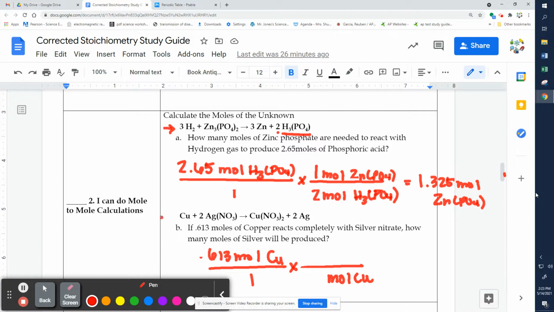In front of my copper in my balanced equation, there is no number, so I know it's a 1. We are going to how many moles of silver? So that is a 2, because the coefficient in front of our silver is a 2. 2 moles of Ag. So we're going to take 0.613 and multiply it by 2 in our calculator and get 1.23. That is mole ratio, or going from mole to mole calculations.